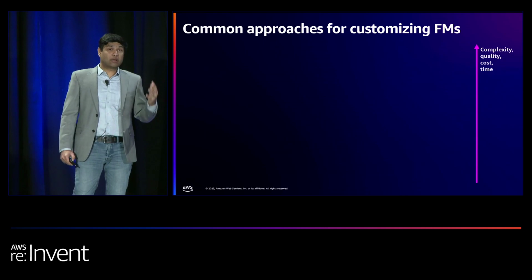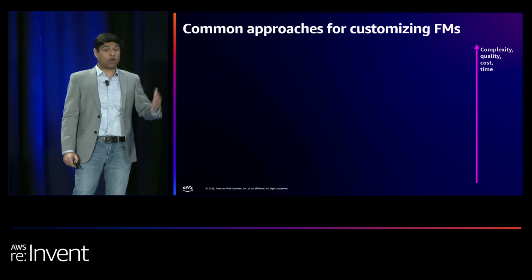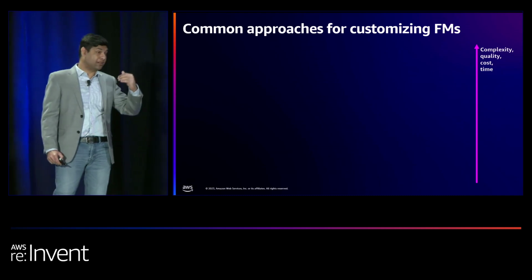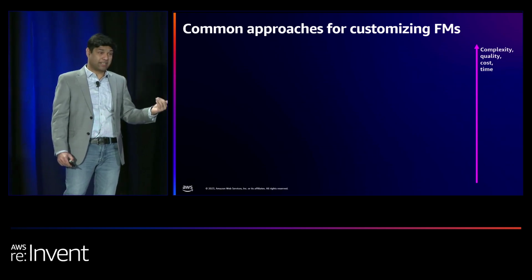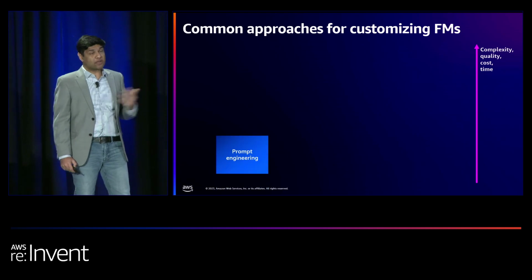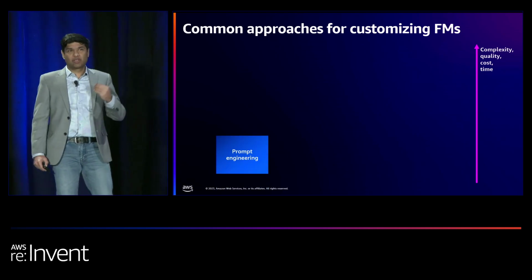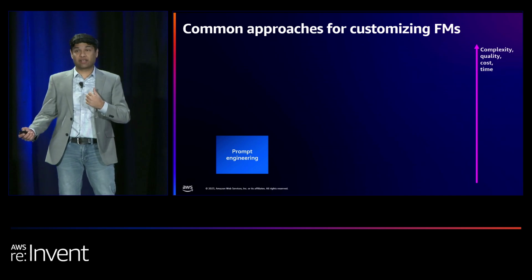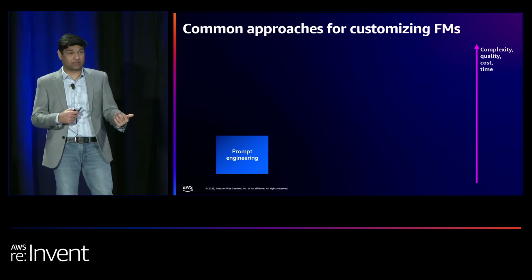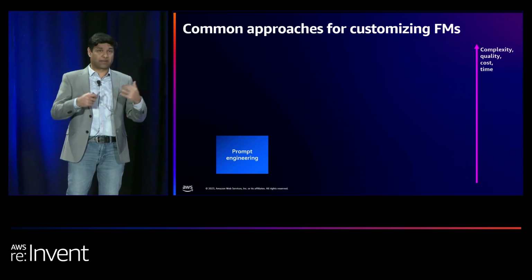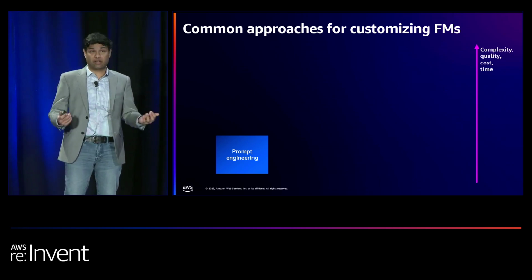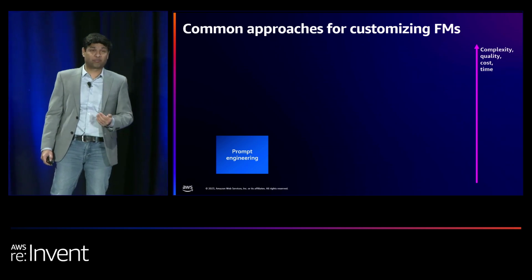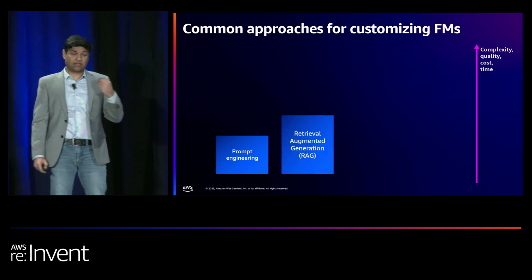So now we know why customization is needed. Let's look at the common approaches for customizing foundational models, based on time, cost, quality, and complexity. First is prompt engineering. It is the easiest way. You use either zero-shot or few-shot examples, send it to the foundational model, and it will generate a very generic response. It's very easy to build and test prompts. They are very cost-effective because you just send the prompt and get the responses, with the least complexity. The next would be retrieval augmented generation.